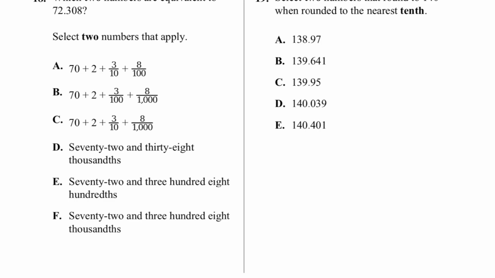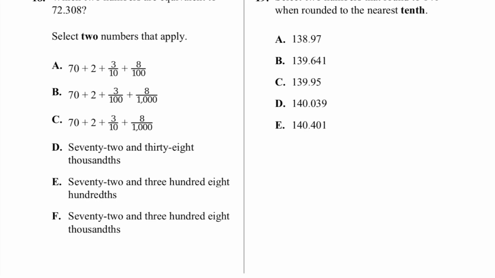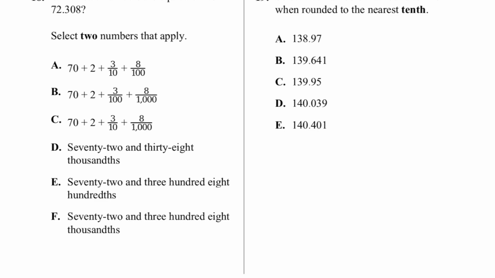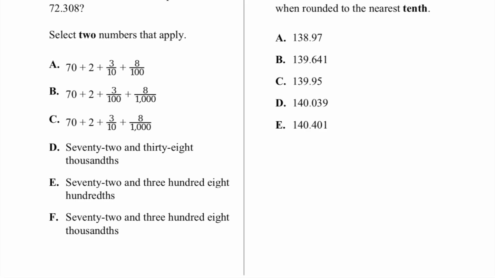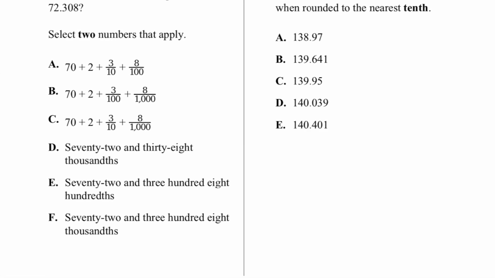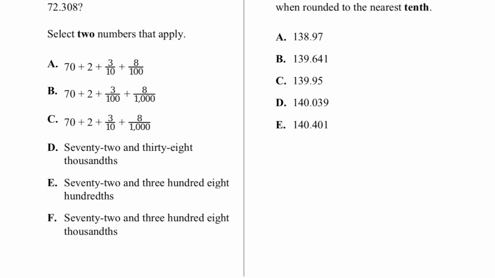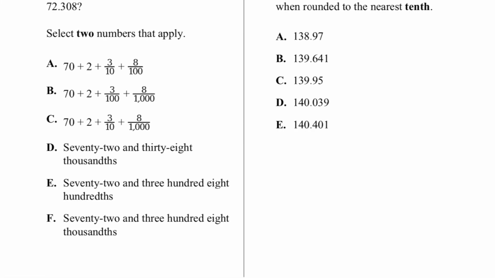Multiple select section. Use the answer sheet provided to answer the following 3 multiple select questions. Each question will have more than one correct answer. You must select all correct answers for credit. Number 18. Which two numbers are equivalent to 72.308? Select two numbers that apply.